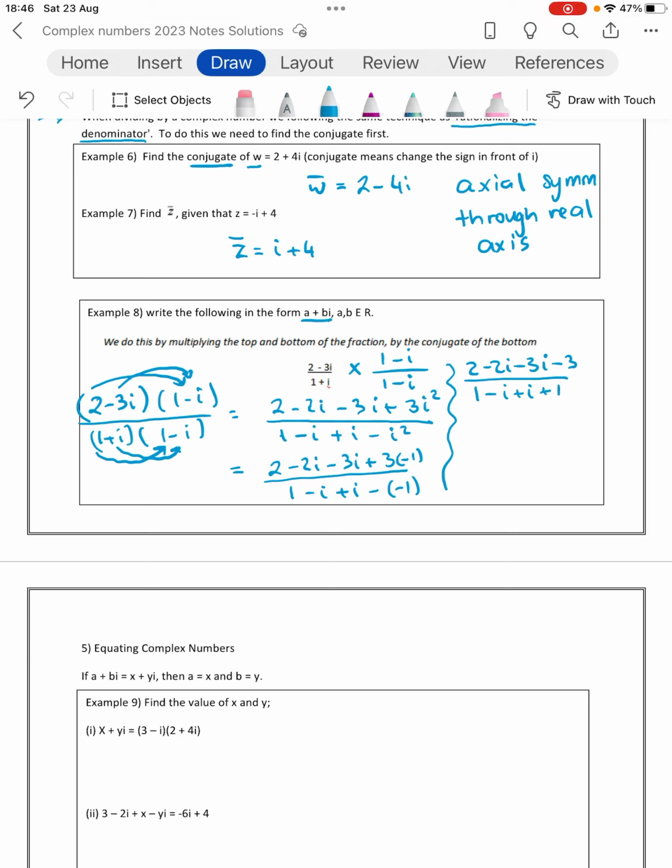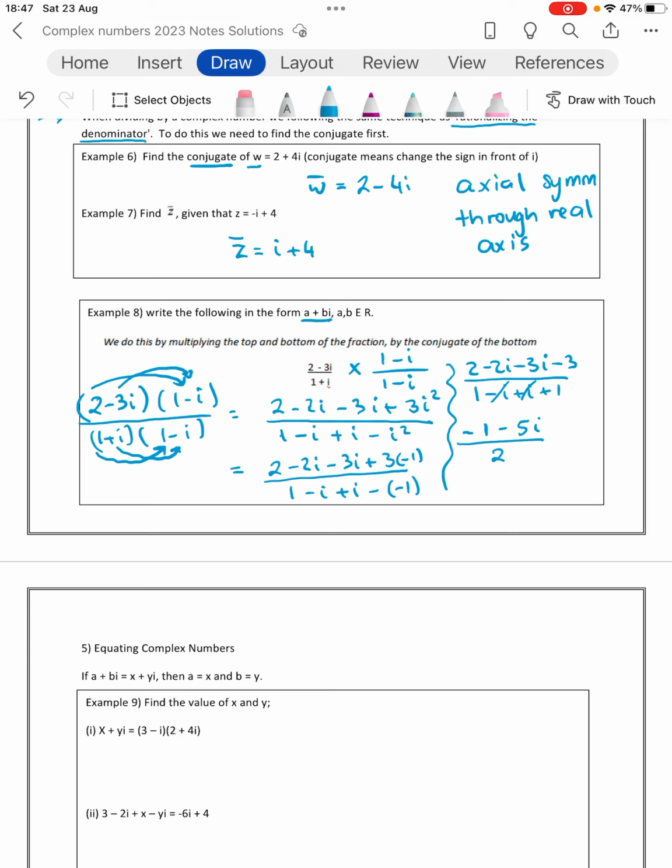plus 1. And now I can add the i's with the i's on the top and the numbers with the numbers on the top and do the same on the bottom. So on the top, I'll have 2 take away 3, that's minus 1. Minus 2i minus 3i is going to give me minus 5i. And that goes over 1 plus 1 is 2. And as you can see, minus i and plus i will cancel. And that will always happen if you've multiplied by the conjugate. The i's will always cancel in the middle there and you'll be left with a number.